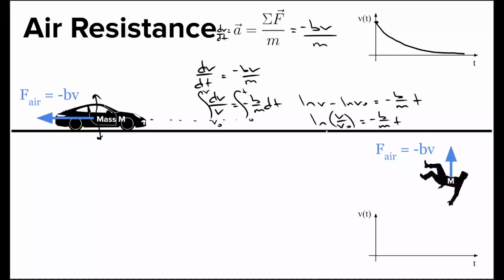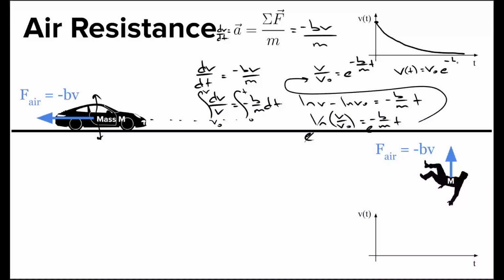I'm going to take e to the both sides because that gets rid of my log. So e cancels that. I get e to the that. I'm going to bring it back up here. Sorry, a little messy. I'm going to get v over v naught equals e to the negative b over m t. I solve this for v. That v that I'm getting is v as a function of time, and it is going to be v naught e to the negative b over m times time. That's why this is a negative exponential. It dies off like e to the negative.